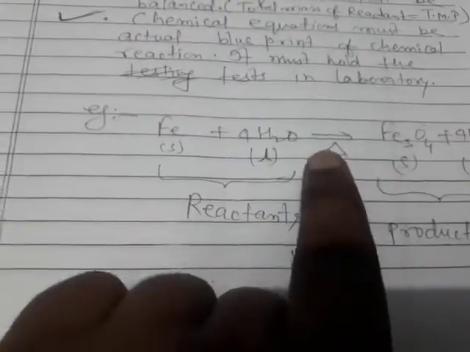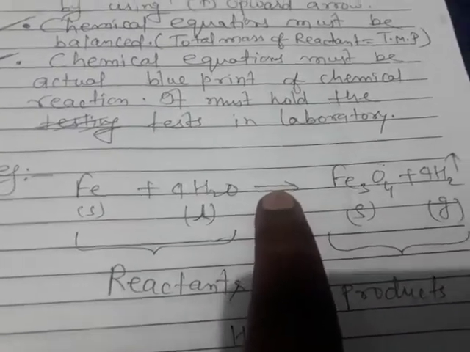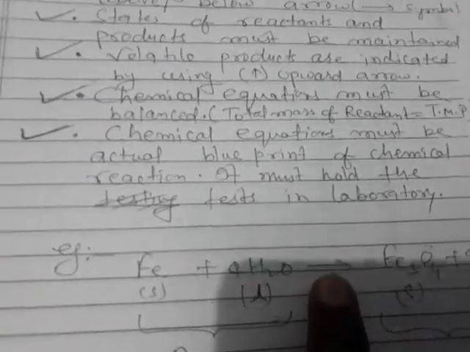The process is represented by an arrow symbol. After the reactants, this arrow symbol is given. This indicates the processing of the reaction.